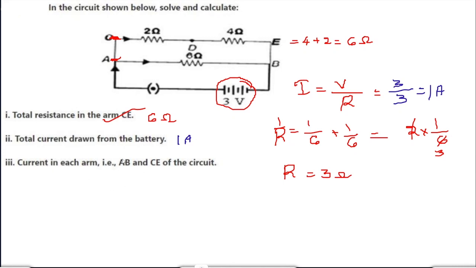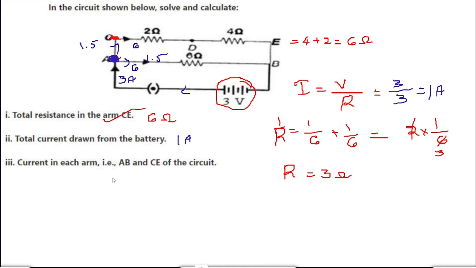And now the current drawn in each arm. So till here it is the total current from the battery, right? But at this point we have a junction. And in these two arms, this arm has 6 ohms resistance and this one also has 6 ohm resistance, right? So the current divides equally.